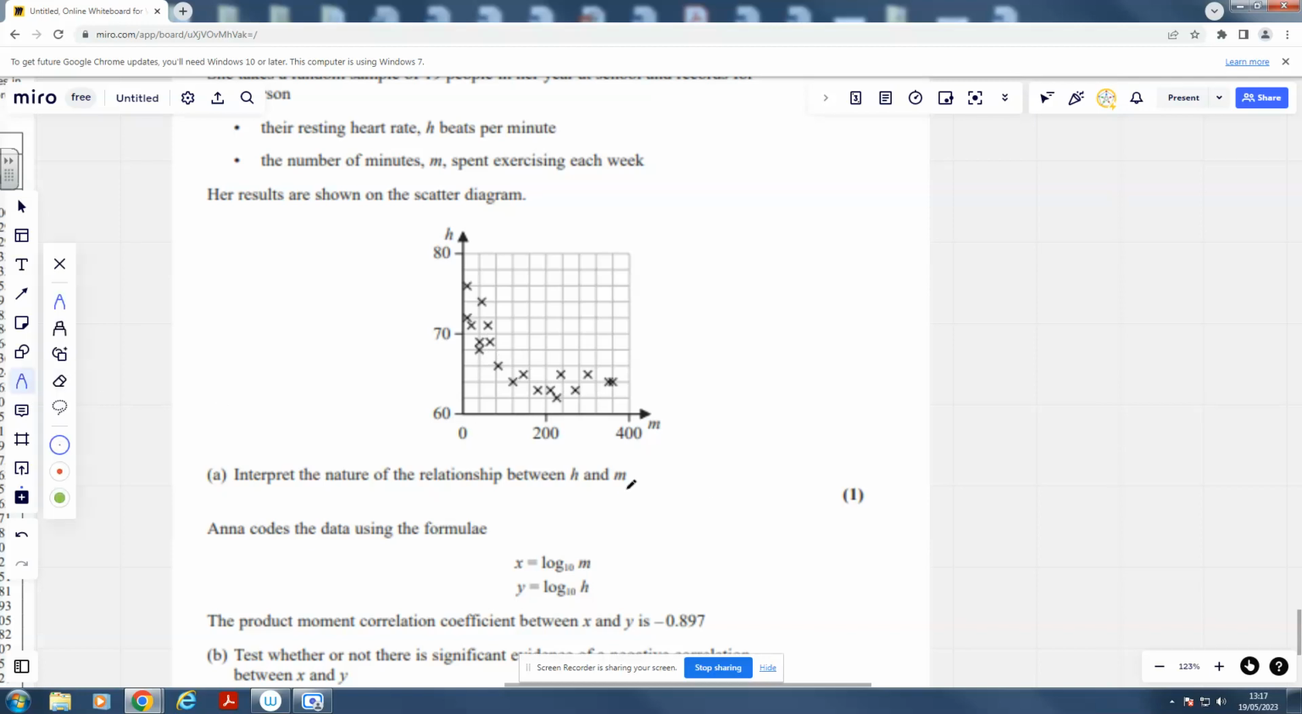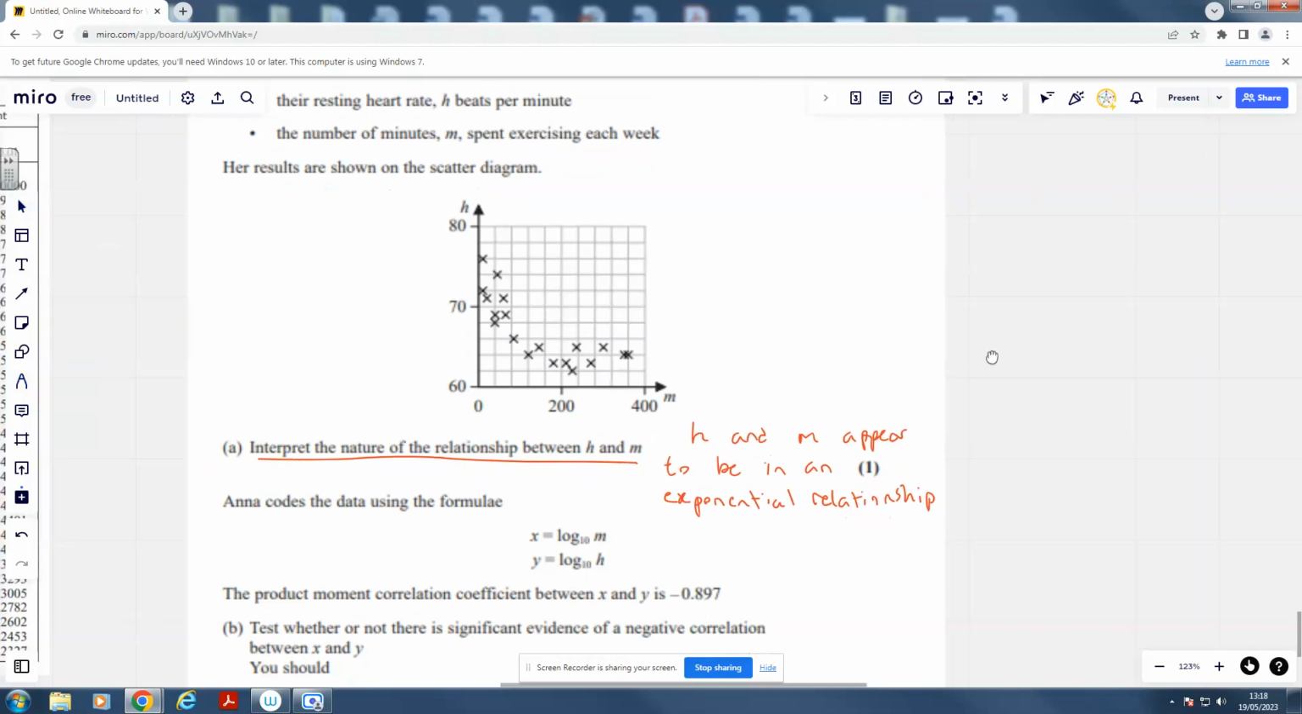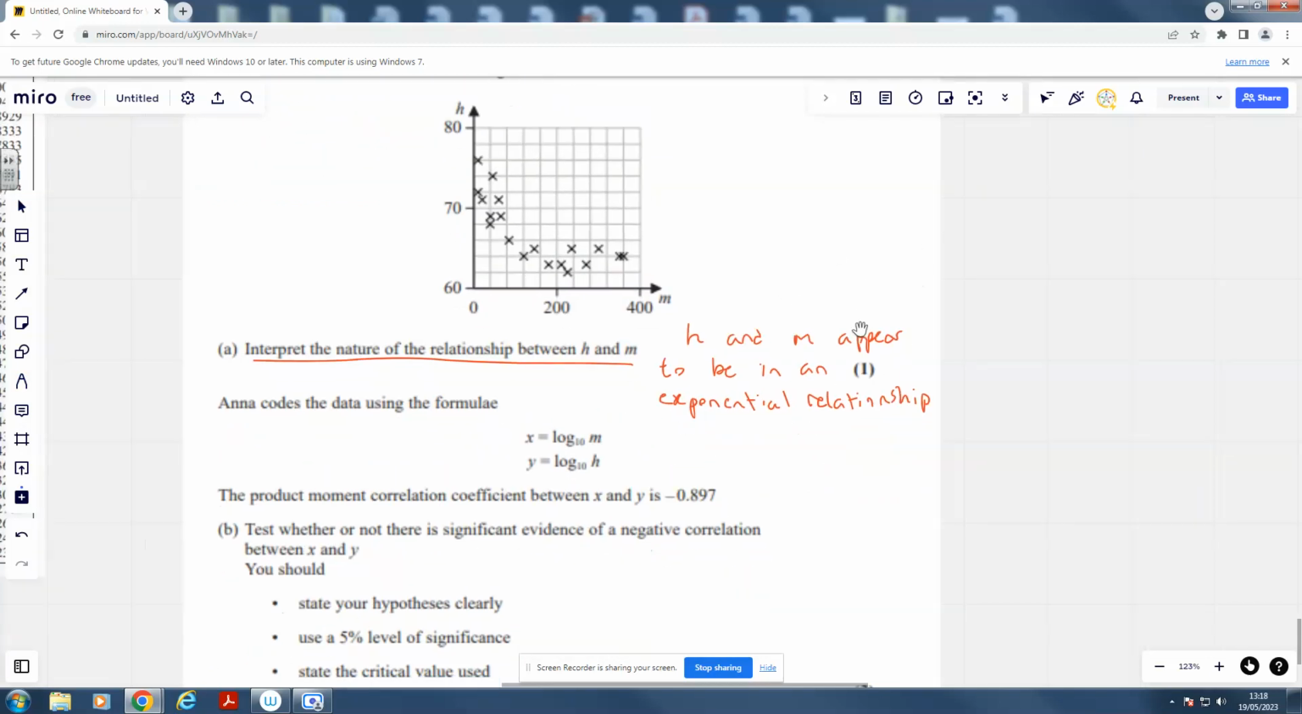So I'm guessing what they want here when they say interpret the nature of the relationship between H and M, I'm going to say H and M appear to be in an exponential relationship. Yeah, you could even say it's a negative exponential relationship actually. I'll check this at the end. Like I say, on these kinds of questions, particularly with stats, I find it so fussy that I do like to answer it and then check my answer to see if it meets their strict conditions on the fussiness. But yeah, it appears to be an exponential relationship.